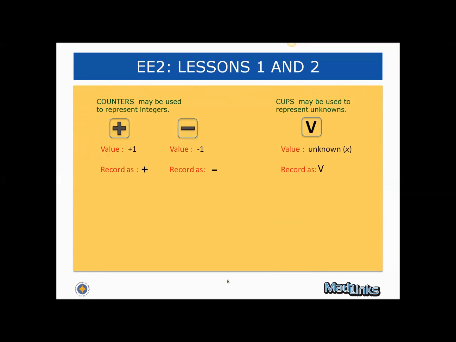Packet 2 includes 6th and 7th grade standards as students explore expressions and equations with a manipulative we call cups and counters. These are a focus in the first 2 lessons, and they are included with the program. Here we see cups and counters used to solve an equation. If you're unfamiliar with this manipulative, please give it some practice and check out the PowerPoints that accompany the lesson.